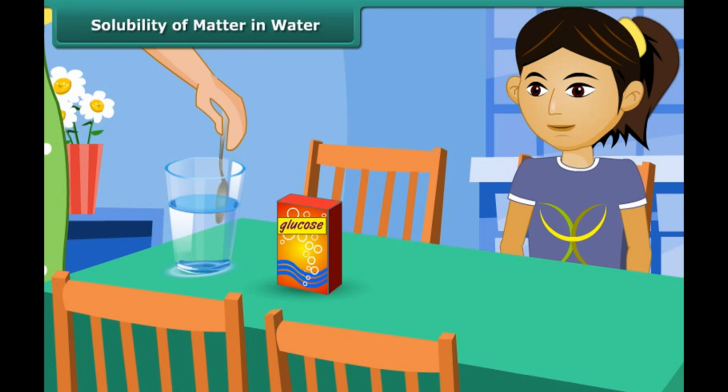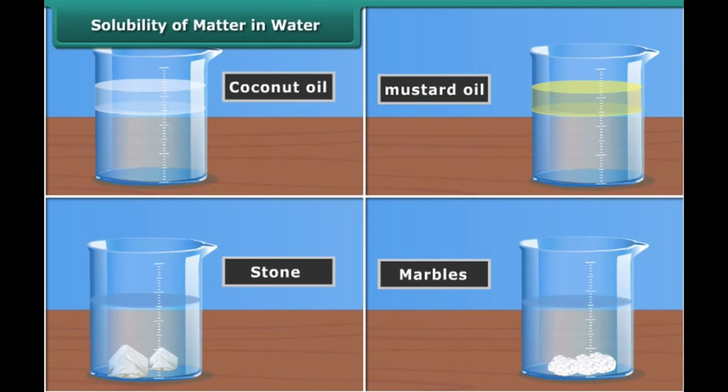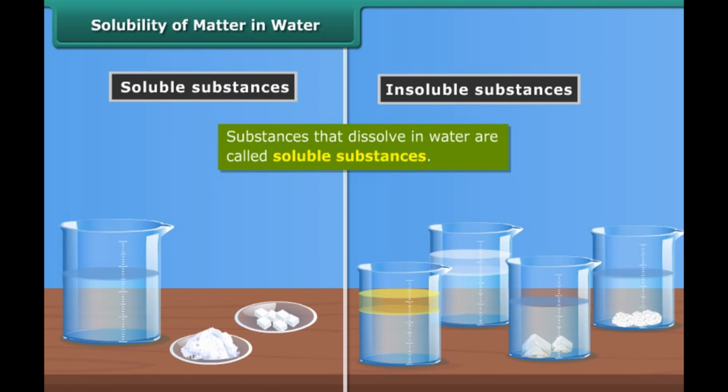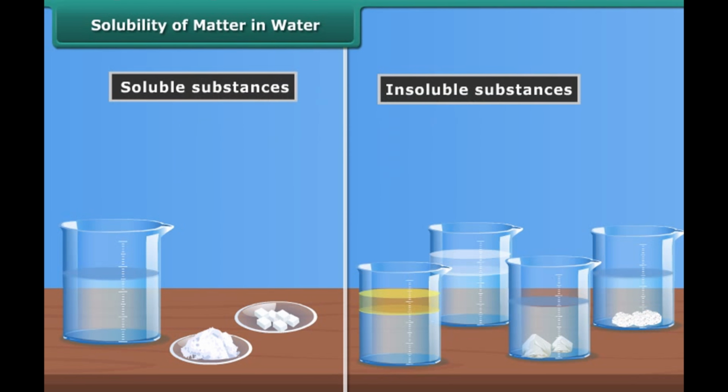She observes that some substances dissolve easily in water, like salt, sugar, etc. She also notices that some substances do not dissolve in water, such as coconut oil, mustard oil, stone, marbles, etc. Substances that dissolve easily in water are called soluble substances. Substances that do not dissolve in water are called insoluble substances.